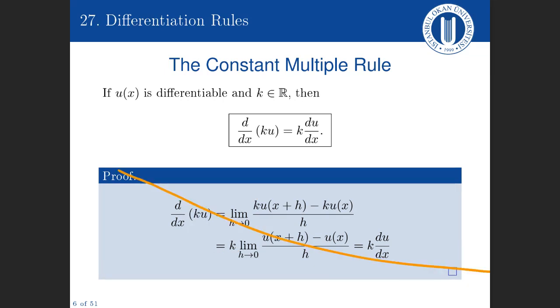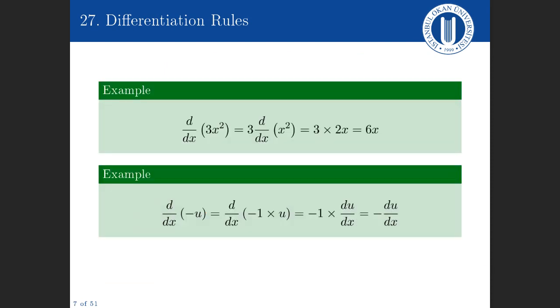You don't necessarily need to know the proof, but you'll need to know this rule. For example, the derivative of 3x squared, we're allowed to take the number 3 outside of the derivative, so that's 3 d/dx of x squared, 3 times 2x or 6x. And we do the same thing with minus signs, because minus u just means minus 1 multiplied by u, and minus 1 we're allowed to take outside, minus 1 multiplied by du dx, or minus du dx.